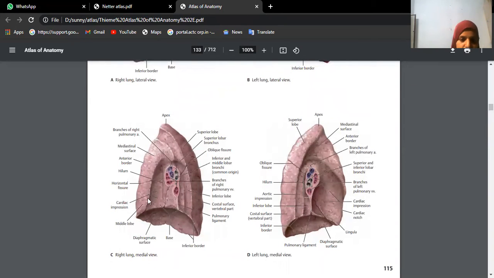Okay, when you look at the right lung, first of all, you should check for the borders. This border, which is quite sharp, that is the anterior border. Behind, a little bit long and lengthy, you will have the posterior border. Between the anterior and posterior border, the whole area is the medial surface, which has been further subdivided into the mediastinal surface and the vertebral surface. Okay, this mediastinal surface will show you the hilum.